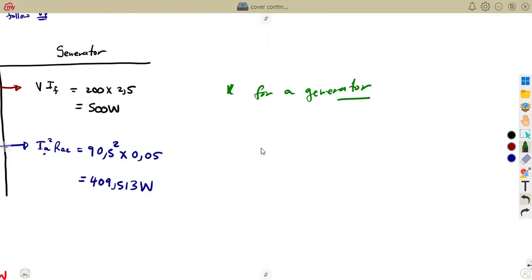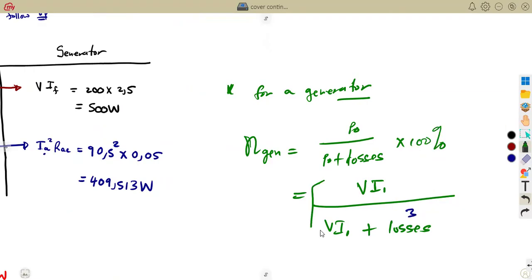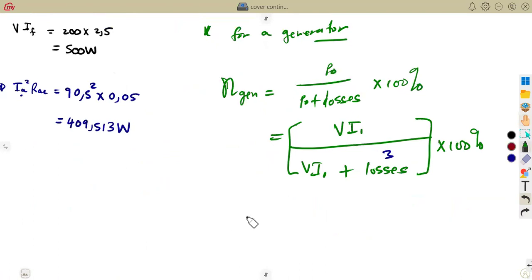Let us quickly have our formula. For the generator, the formula will be output over output plus losses, times 100%. You can determine the output on its own, or you can just substitute it. That's voltage times current on a generator. Voltage times the load current, plus the losses. The losses are the three losses that we calculated, all right? So this is the formula that we are simply going to use, substituting our values. That's it, we are done.